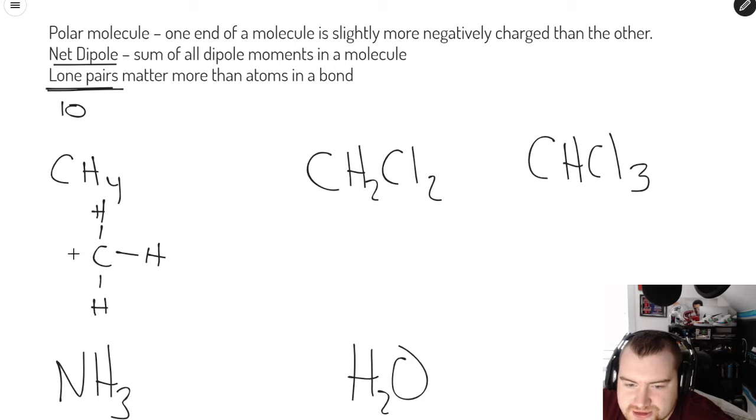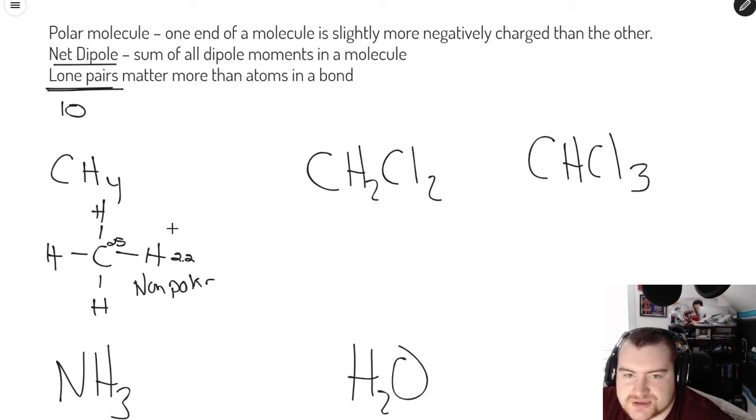Little Lewis structure here. Methane's a great example. Then we're going to say, okay, are there any polar bonds? Is there a net dipole? Well, carbon's value is 2.5, and hydrogen's is 2.2. Is this polar? No, it's nonpolar. So in this case, there's no net dipole. It's not a polar molecule, so we just say nonpolar as the answer.